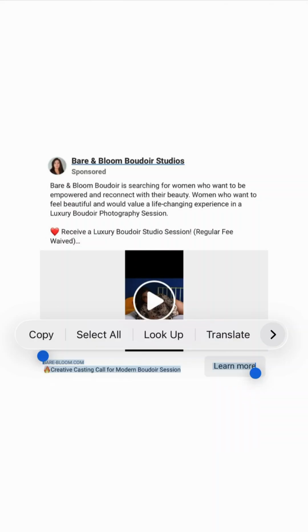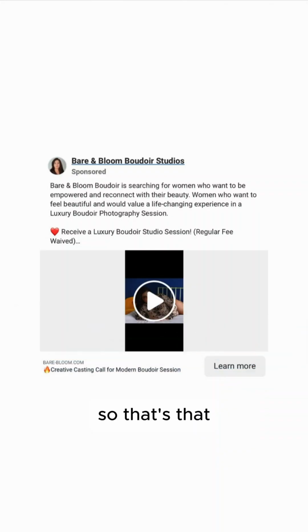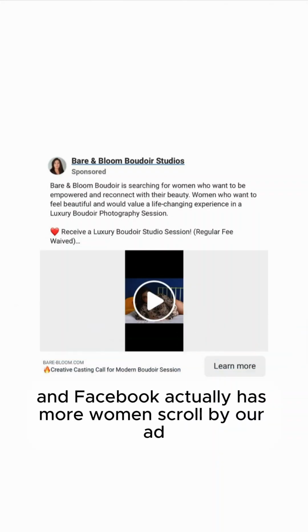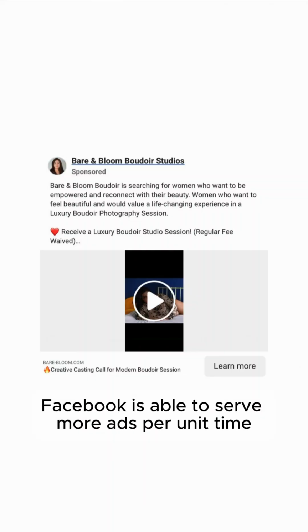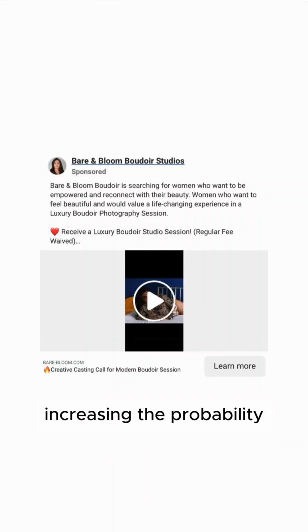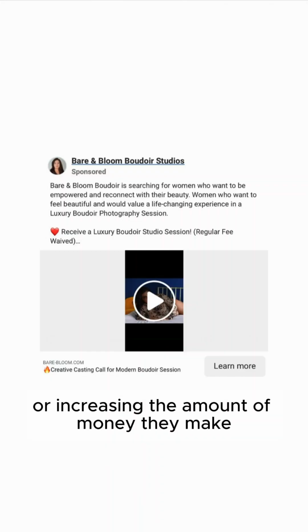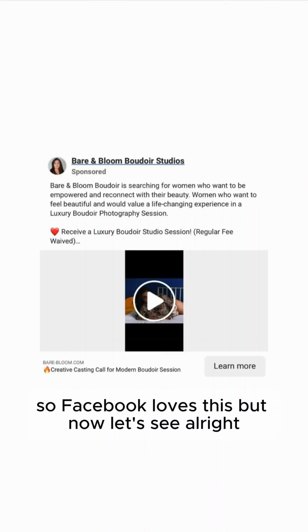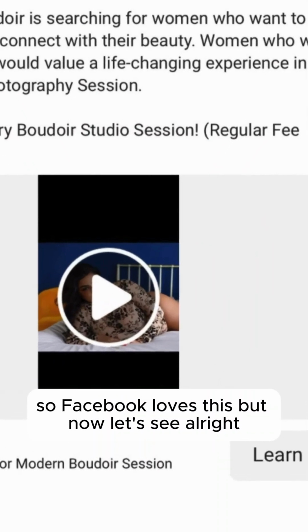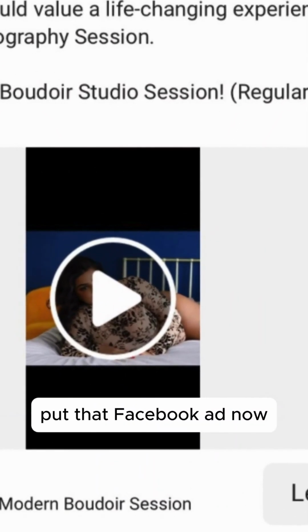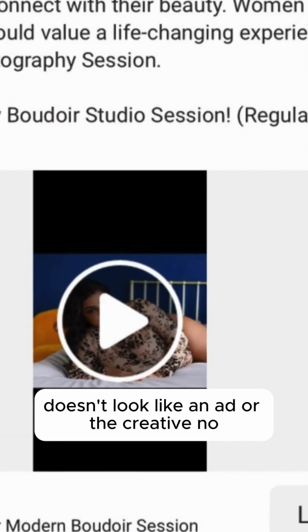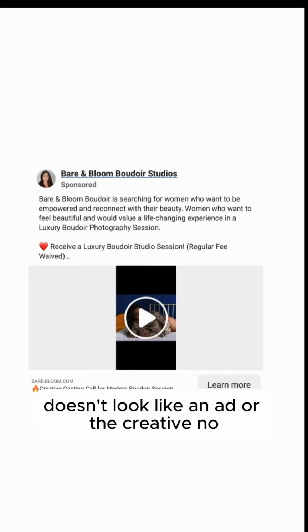And so that's that. Facebook actually has more women scroll by our ad per unit time. Facebook is able to serve more ads per unit time, increasing the amount of money they make per unit time. So Facebook loves this. But now let's see. All right, Boudoir Facebook ad. No, it doesn't look like an ad, or the creative. No, all right, so that's fine.